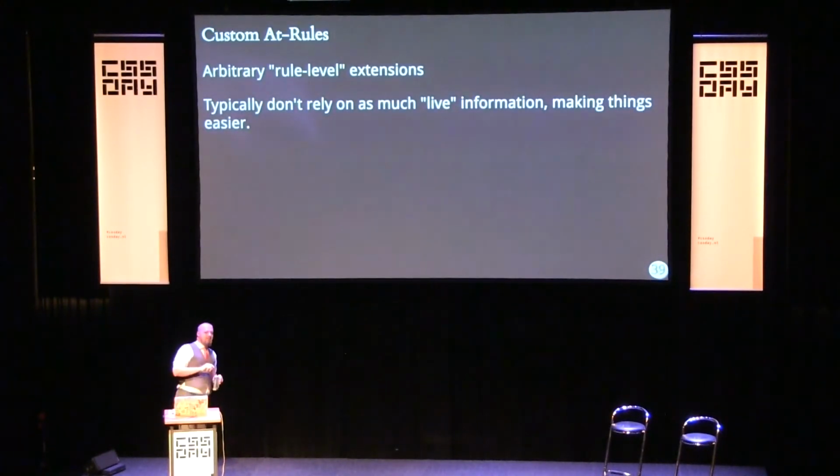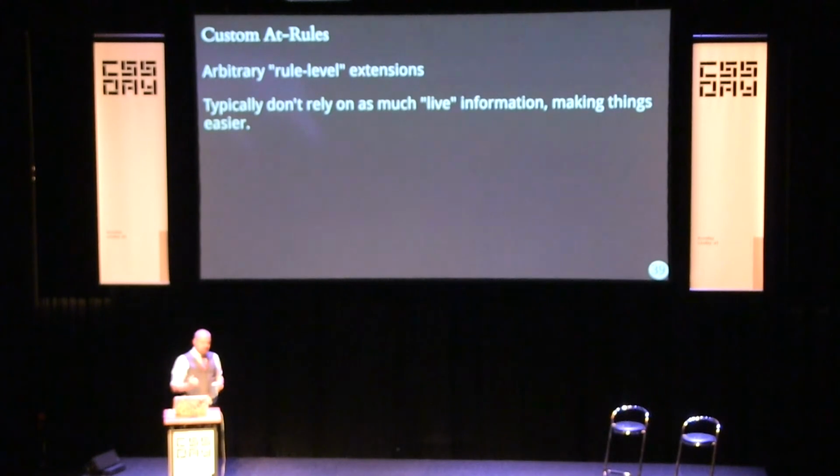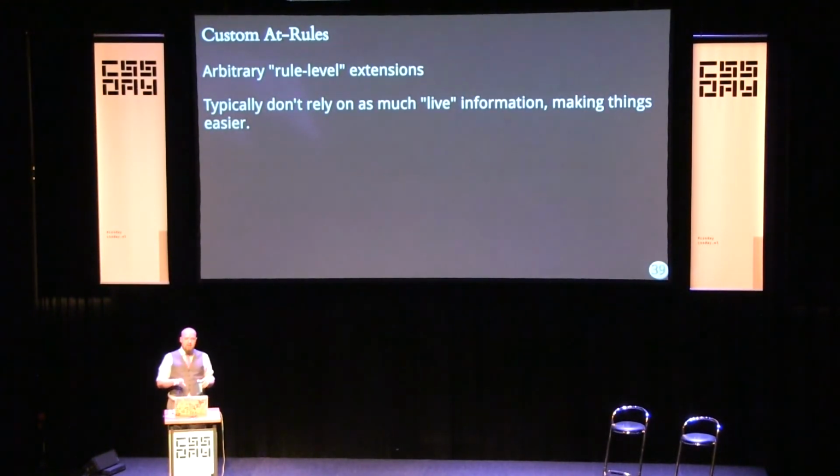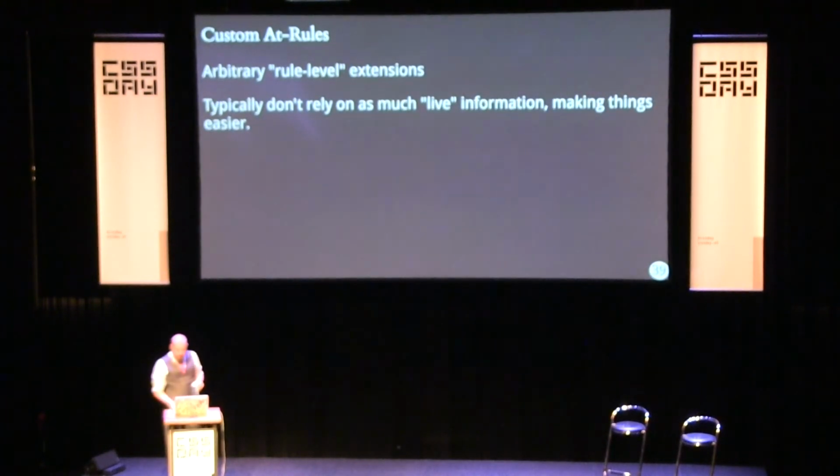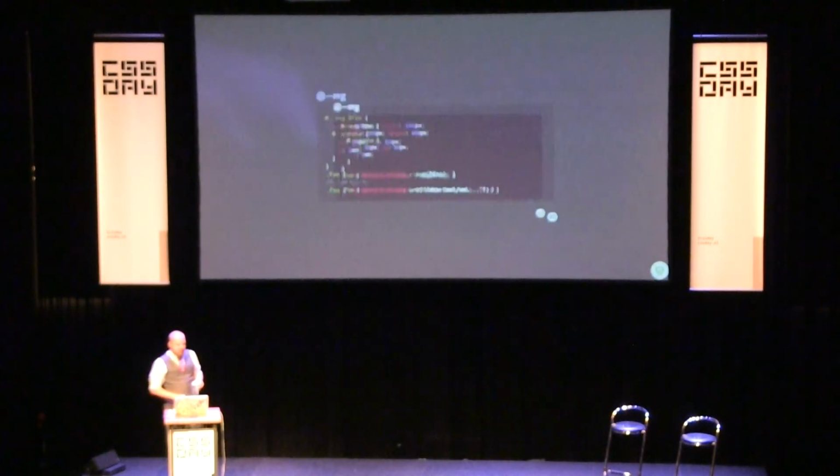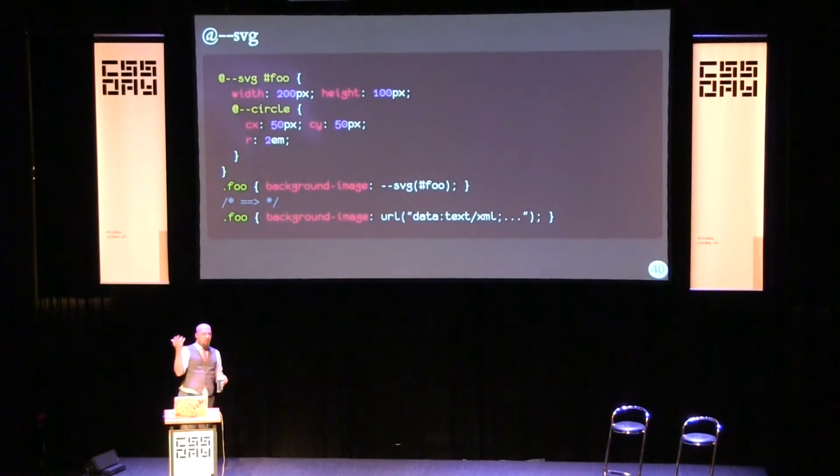While custom functions exist at the value level, you use them in a property in place of some particular value. Custom at-rules let you do something special at the level of rules, of style rules, of other at-rules. These often don't rely on quite as much live information as CSS property values do, so they're probably going to be easier to define in a powerful way. Let me show you a few examples, though, first. The actual code for this is going to be substantially more complicated, so I'm not going to show you that, just some examples of how it can be used in the future.